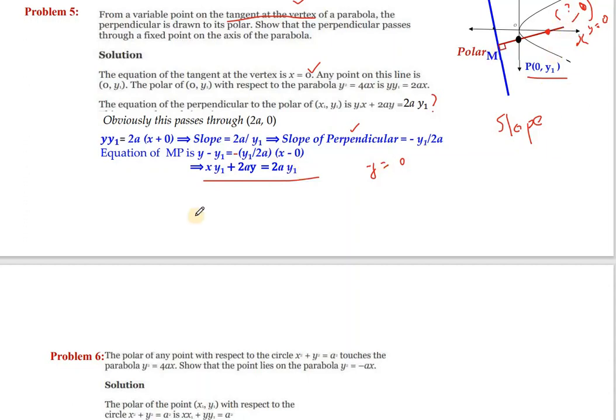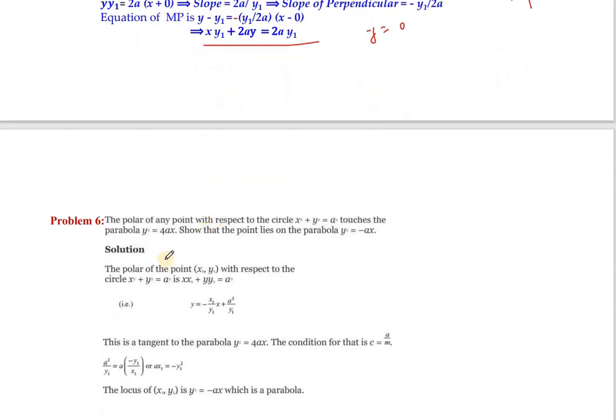So that point is this, and which is a fixed point for the reason that a is a fixed number. Now the next problem: the polar of any point with respect to the circle touches the parabola y square is equal to 4ax. This is given to us. We are asked to show that that point lies on the parabola.